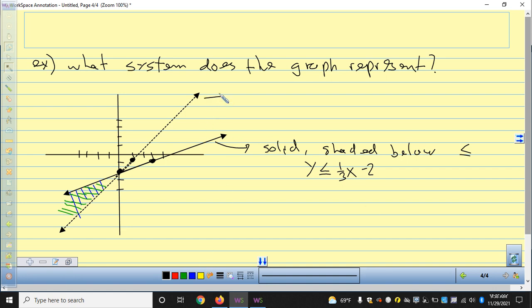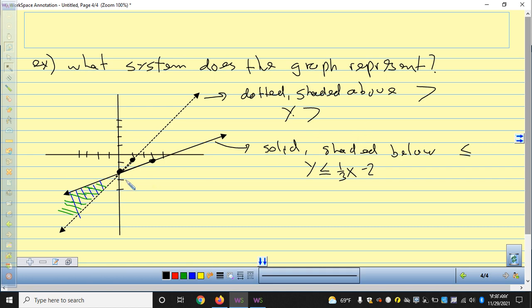And now for this line, it's dotted. And for the dotted line, are we shading above or below the line? Above. Because if we're here, we have to go up to get to the shading area. So we're shading above. So we're going to have greater than. So we have y is greater than.